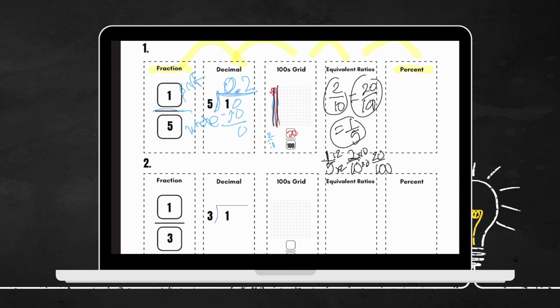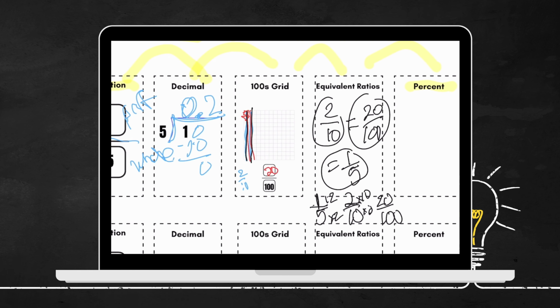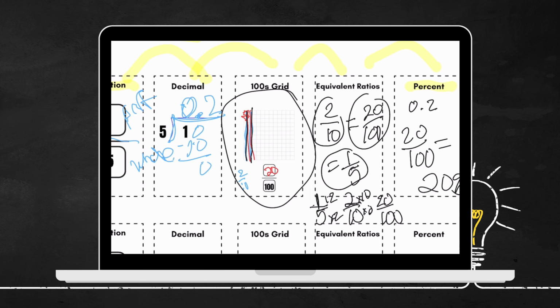Let's finally finish off by writing our percent. So we know as a decimal, 1/5 is 0.2, and we know in our hundreds grid, it's 20 out of 100, which is how we write percentages, out of 100. So that equals 20%. You could also look at your decimal and multiply it times 100. So 0.2 times 100 is the same as moving your decimal point 2 places. So again, we get 20%.